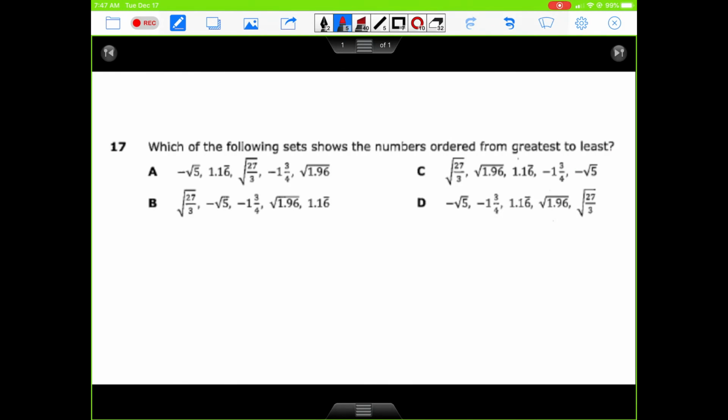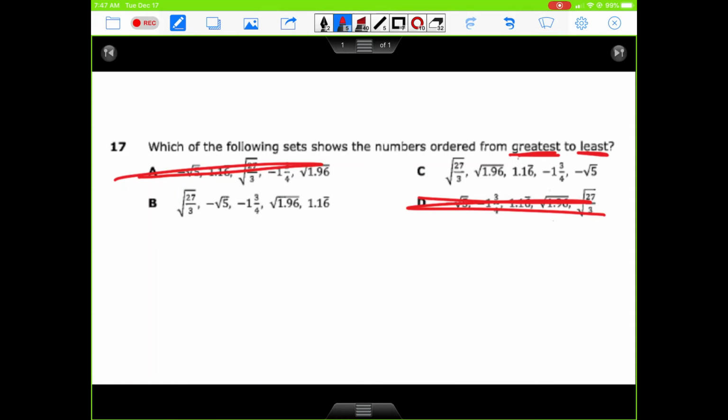Number 17, which of the following sets shows the numbers ordered from greatest to least? Greatest to least. Make sure you read these questions carefully so you know what order you're going in. Whenever you have real numbers, change them into decimals if you can, okay? So first of all, we know that we're going from greatest to least, so a negative cannot be the first number. So A and D are crossed out.